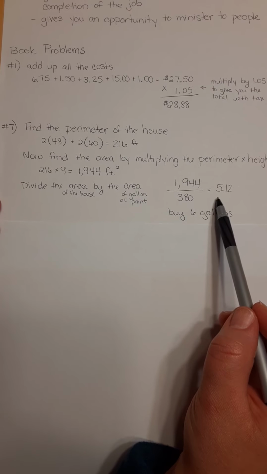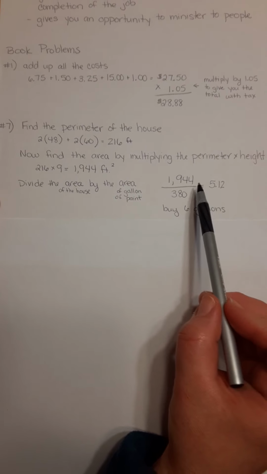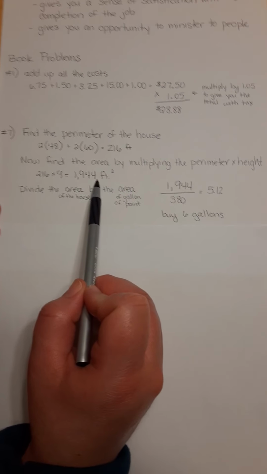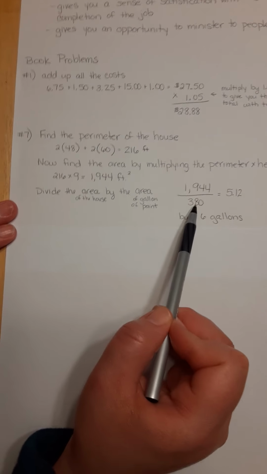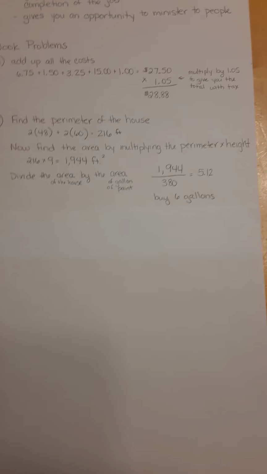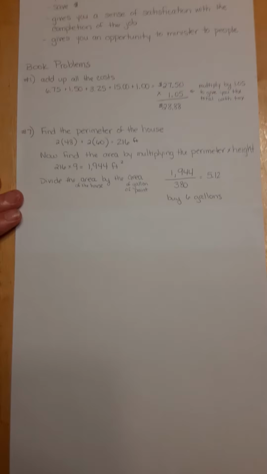What if I needed to do 2 coats of paint? Well, I would have taken this total here and multiplied it by 2. That would have given me a larger area, and then I would have divided it by 380. So read your problem very carefully, okay?